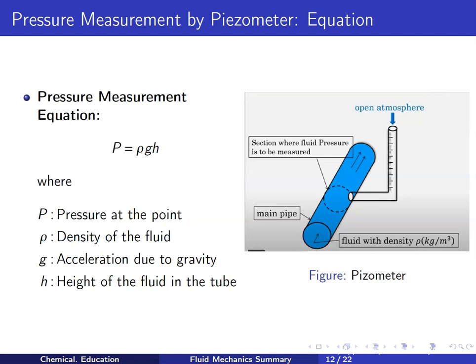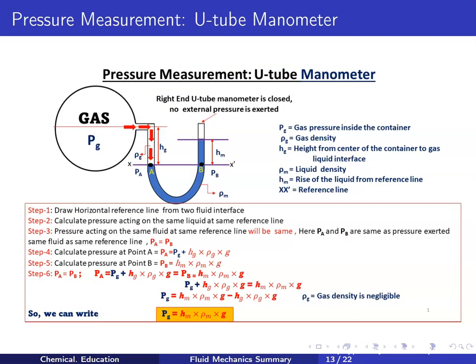You will get different types of pressure measurement devices. So here, pressure measurement by U-tube manometer. One end you can see is closed and the other end is connected to the gas pipeline. Now here this gas density is rho g, and A and B are here, with reference line X and X dash. From here we can easily calculate what the PG will be. PG is nothing but hm, that is the mercury level height, into rho m of mercury into g, if gas density is negligible. So this is how this pressure is calculated. I have already made one video, so please go through it.